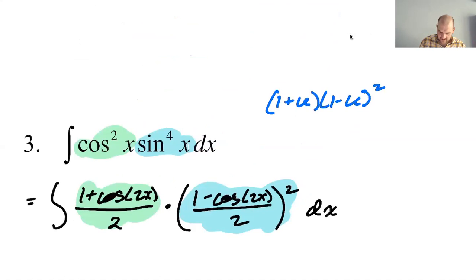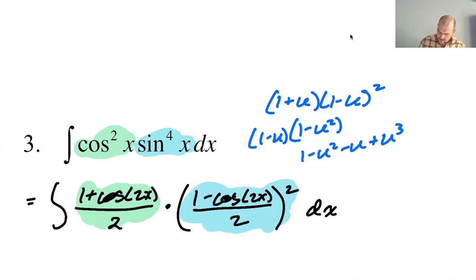Because that's essentially what we're gonna have. And there'll be a 1/8 because of 1/2 and then 1/2 squared. So 1/8. So I'm gonna multiply these, but I'm gonna do this in a weird way. I'm gonna multiply 1 plus u and 1 minus u to get 1 minus u squared, and multiply that by 1 minus u. So this is gonna be 1 minus u squared minus u plus u cubed. So 1 minus u squared plus u cubed.